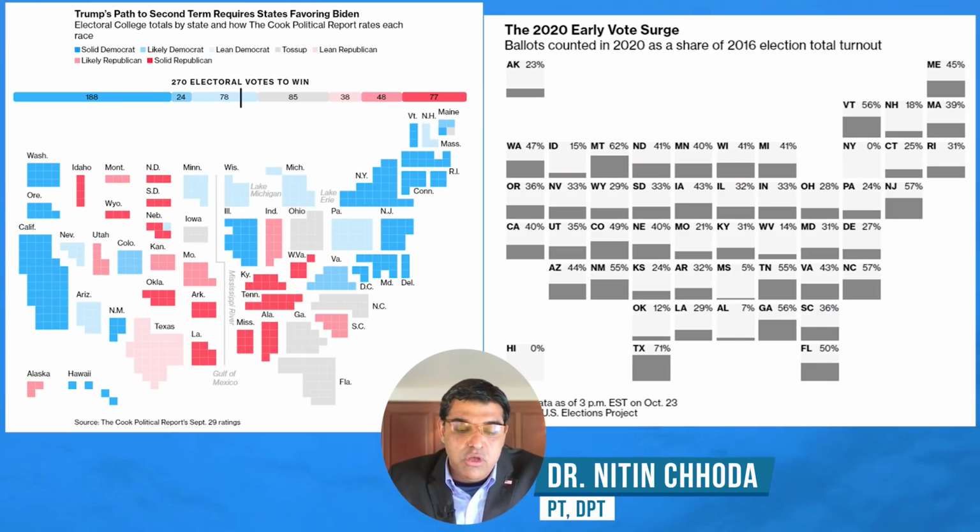And also, again, let's stack that up side by side with all the 2020 early voting that has already taken place. I mean, think about that for a second. 71% of the entire vote in Texas in 2016 has already been cast as of 3 p.m. East Coast time on the 23rd of October. Unbelievable. In Florida, that number is 50%. Just incredible when we look at some of these numbers.